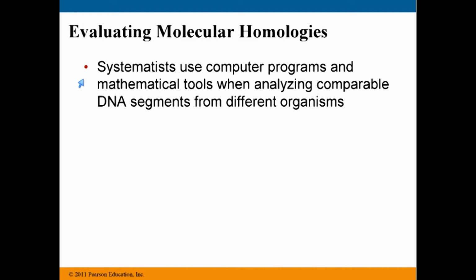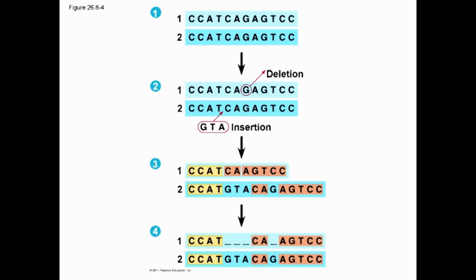So there are computer programs that are housed at the National Center for Biotechnology Information, which is funded by the federal government, that stores DNA segments, and you can run a program to compare a segment that you have with a segment that's in the database. So it makes analyzing quite a bit easier. This is an example of looking at similarities or how things could have changed over time.